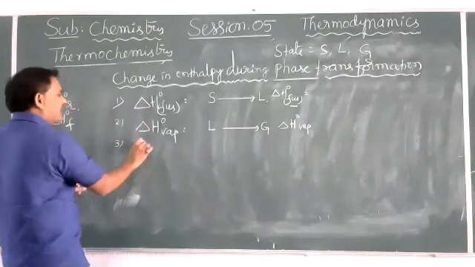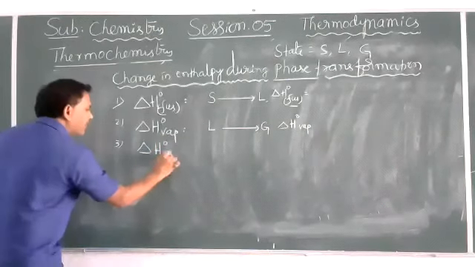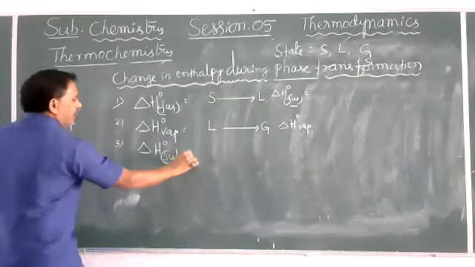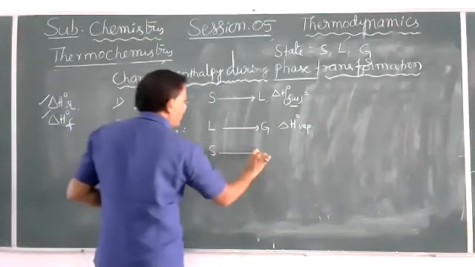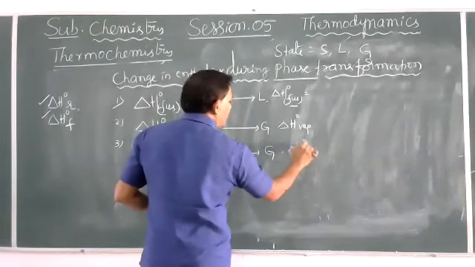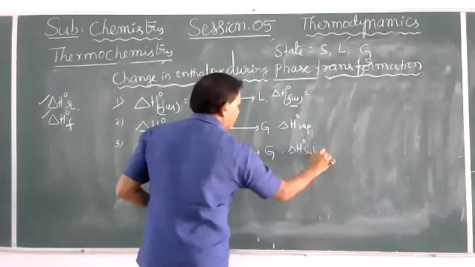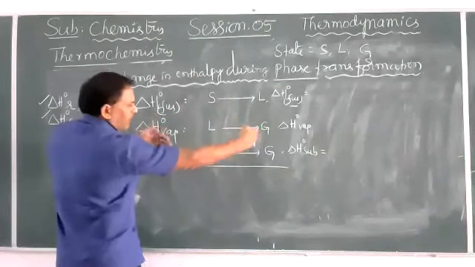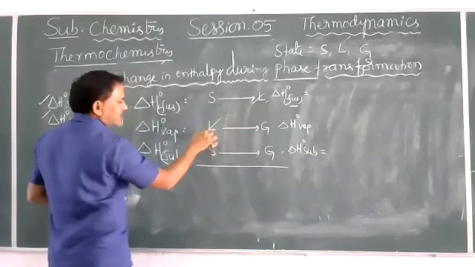Now the third one is standard enthalpy of sublimation. A direct solid is converted into a gas. That is delta H naught SUB, sublimation. We can observe this by adding all of these: the liquid cancels.